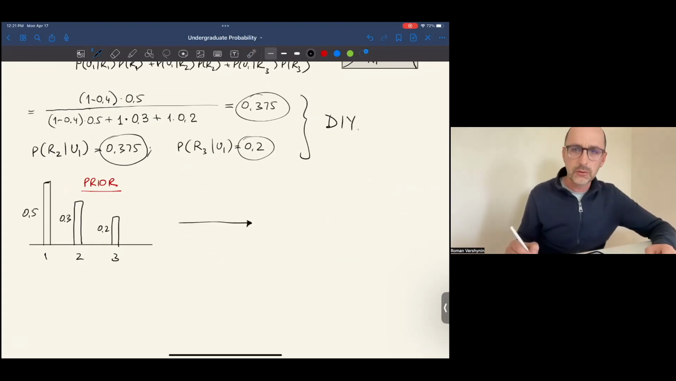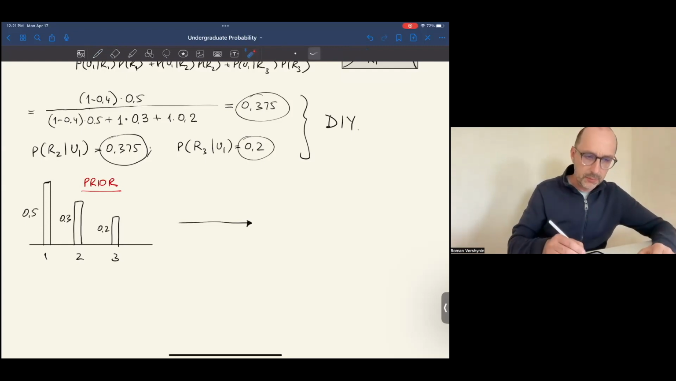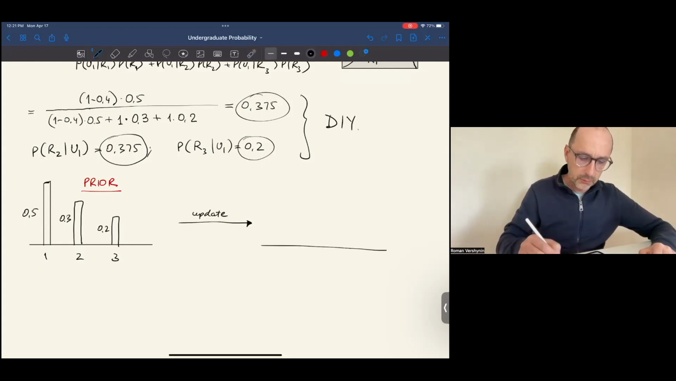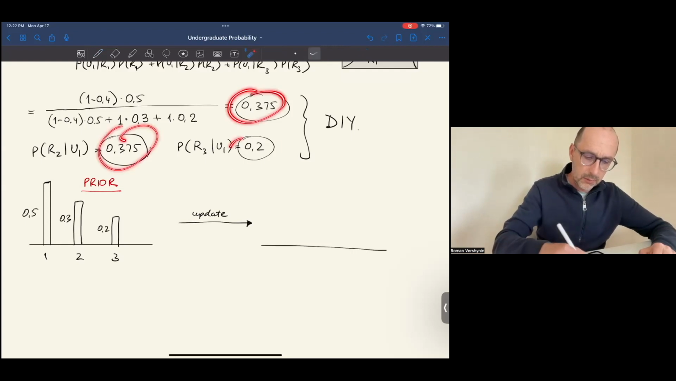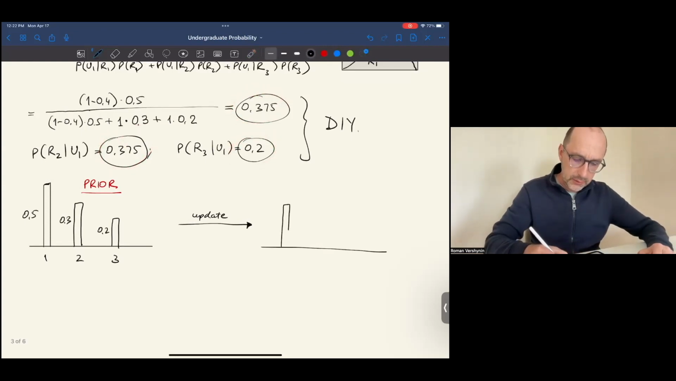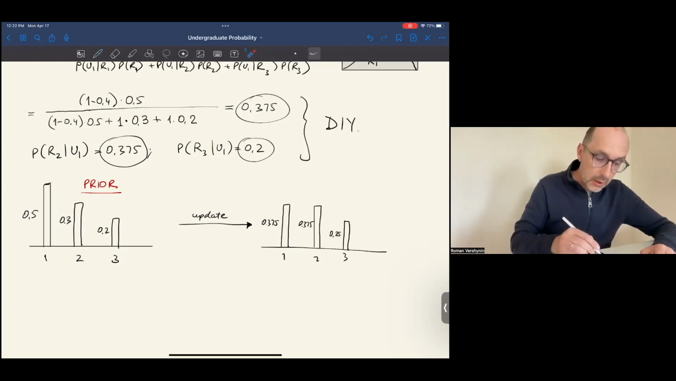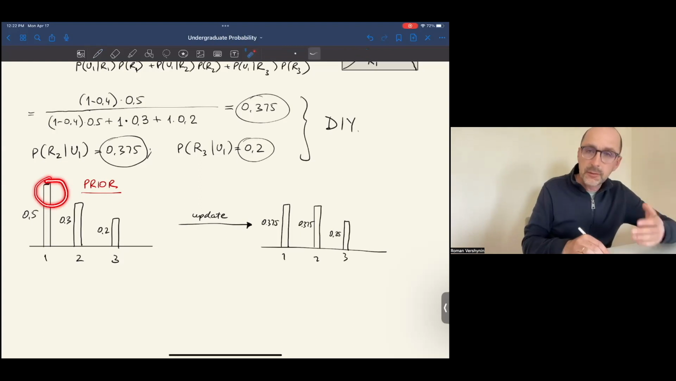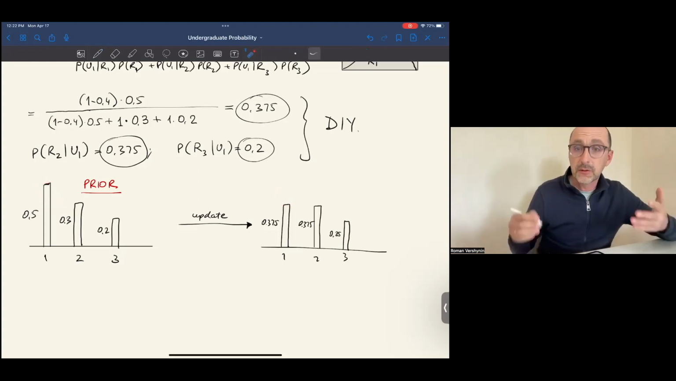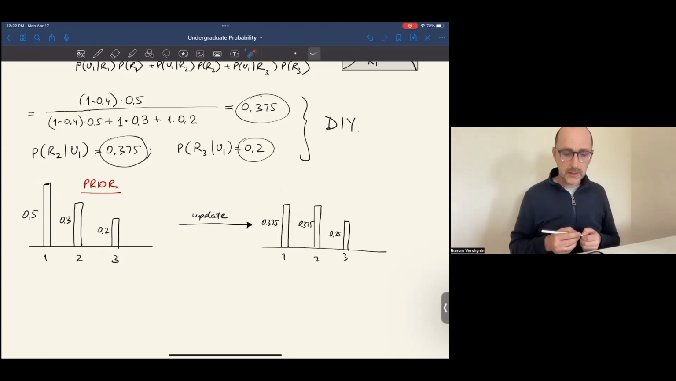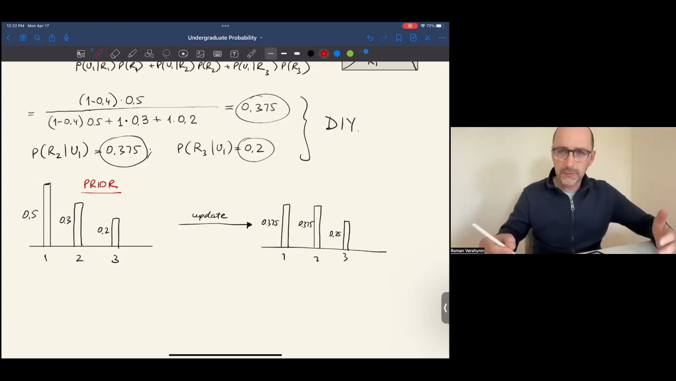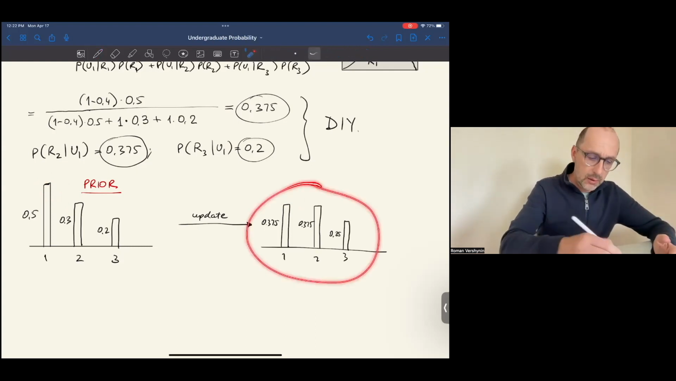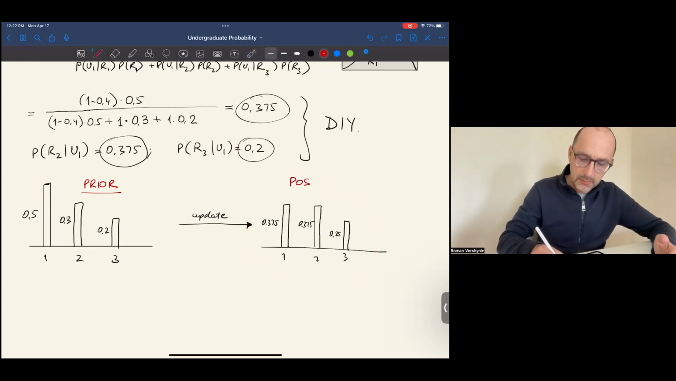The unsuccessful search in region 1 led us to update these probabilities. And the new probabilities, as we computed them here, are 0.375 for region 1, 0.375 for region 2, and 0.25 for region 3. Notice how our belief that the person is in region 1 decreased because we searched there and have not found the hiker. So these after-the-fact probabilities, the updated ones, are called the posterior probabilities.